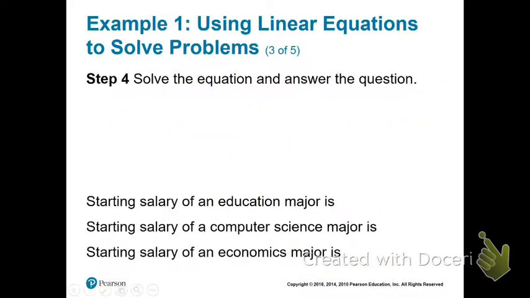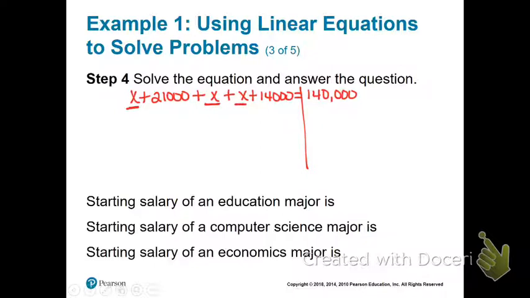All right, so then step 4 says to solve the equation and answer the question. So our equation was the x plus 21,000, which I'm getting rid of the parentheses, I don't need them, plus the x plus 14,000 equals 140,000. All right, so we're ready to solve this. I'm going to combine like terms. So x plus x plus x is 3x. 21,000 plus 14,000 is 35,000. And that's going to equal the 140,000.